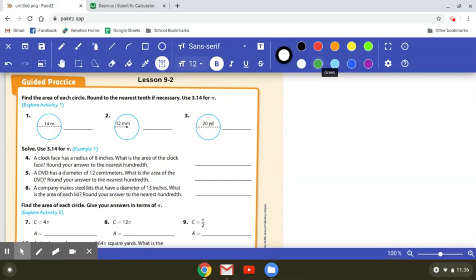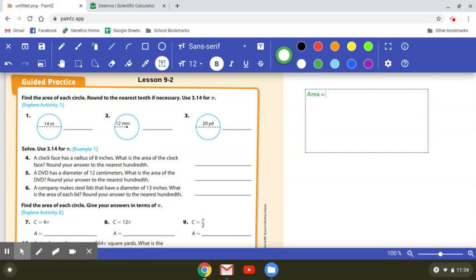Okay, this is Math 7, and this is lesson 9-2. We're just going to go through the homework so that we have an idea of how to do it. All right, so number 1 says find the area of each circle. So let's remind ourselves what area is.